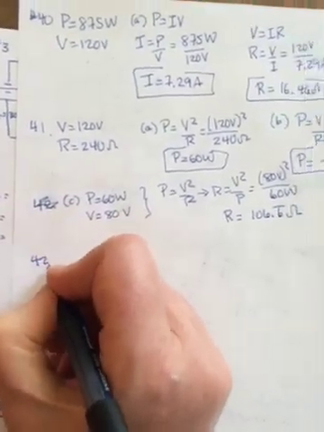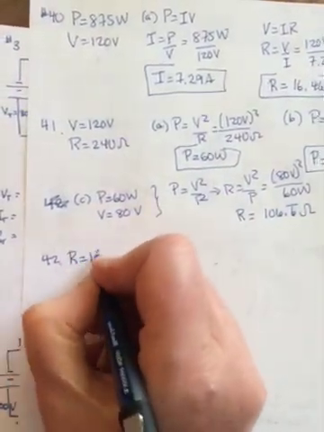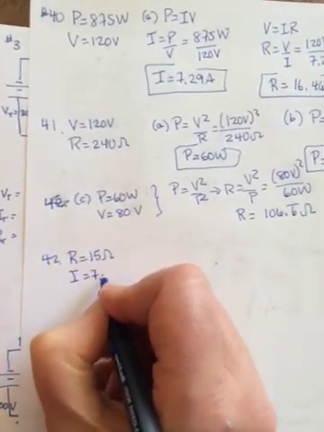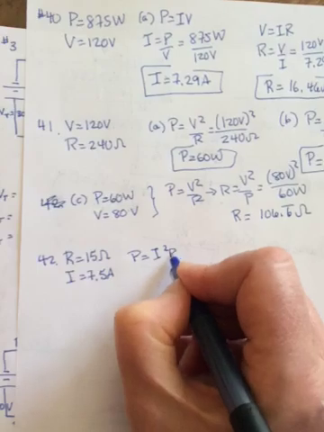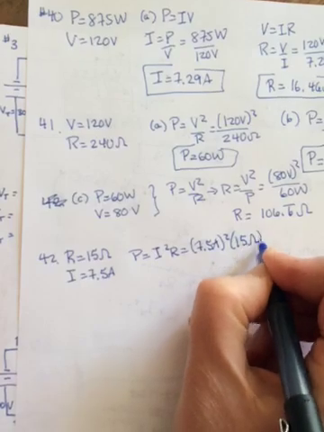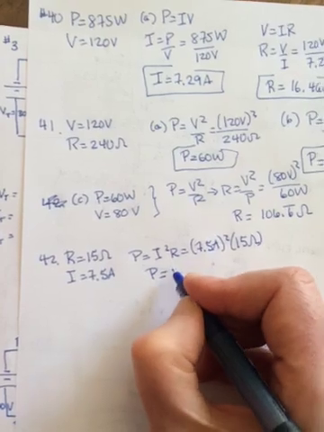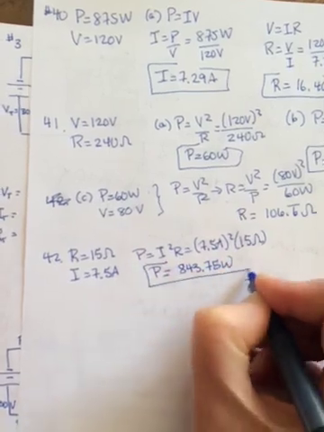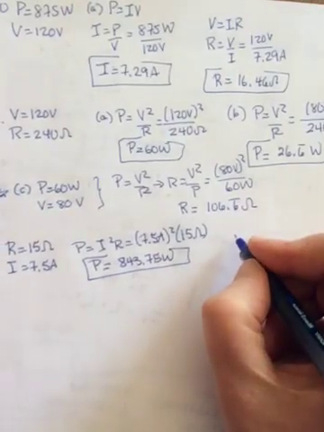Now it's 42 for real. It says the heater has a resistance of 15 ohms. If the heater is drawing a current of 7.5 amps, what is the power? So power is equal to I squared R. So 7.5 amps squared times 15 ohms. Power is equal to 843.75 watts.